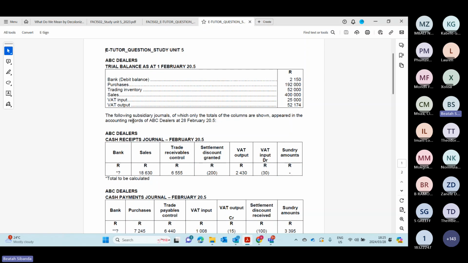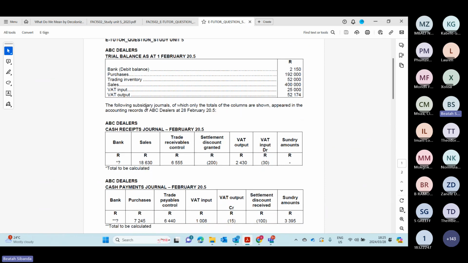So in this question that we are doing, we have a small trial balance there where we have the bank balance. We have bank, we have purchases, we have trading inventory, we have sales, we have VAT input, we have VAT output. And then it says the following subsidiary journals, of which only the totals of the columns are shown, appeared in the accounting records of ABC dealers as of 28 February 2025.